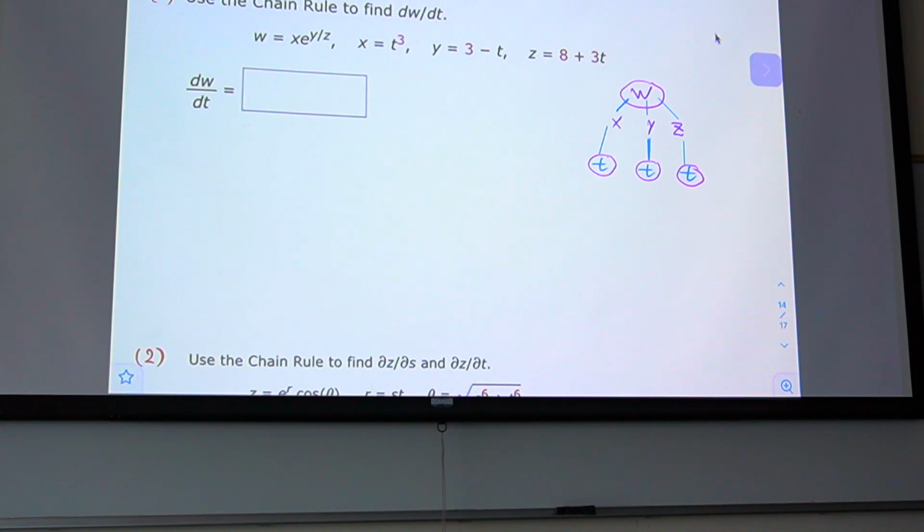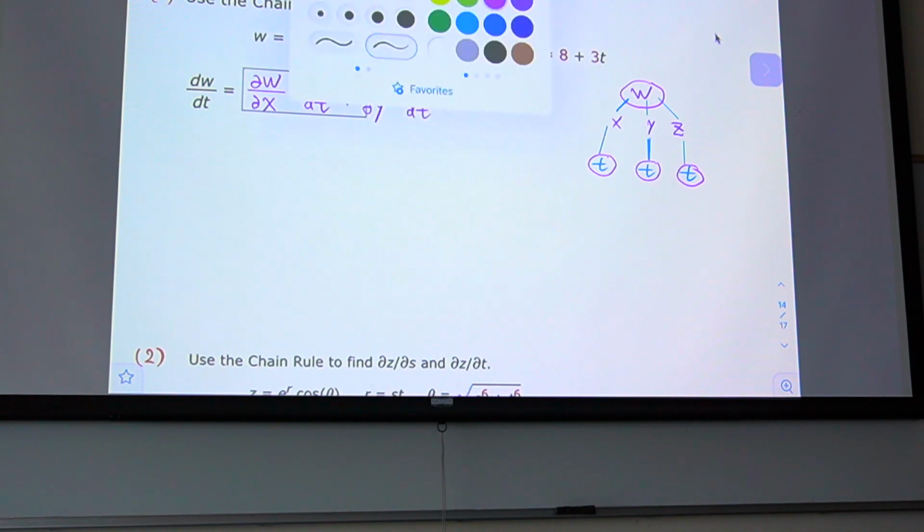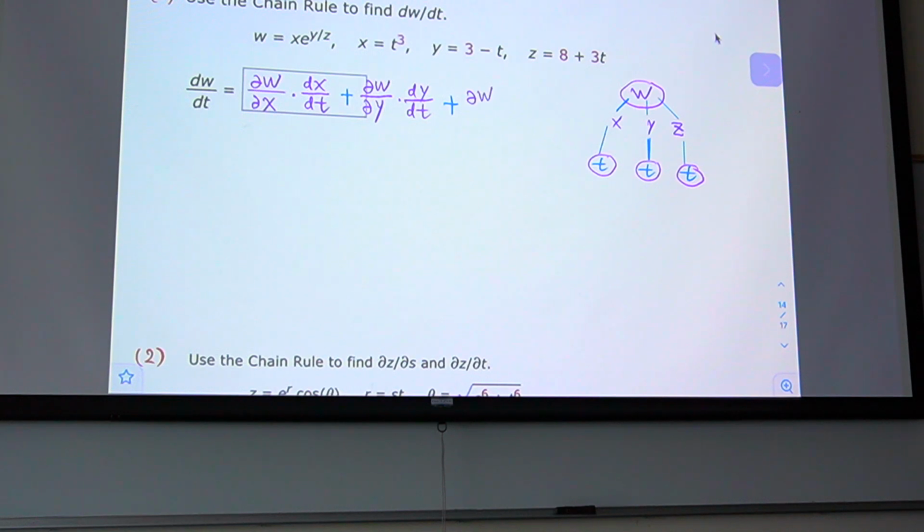Okay, so let's put down the formula together. That will be partial w partial x, the first intermediate variable, times dx/dt, plus partial w partial y times dy/dt, plus partial w partial z, which is the third variable, times dz/dt. After a while you see the pattern and you don't need the tree diagram. You can imagine it. I think the most important thing is that you know how to set this up. Okay, good.